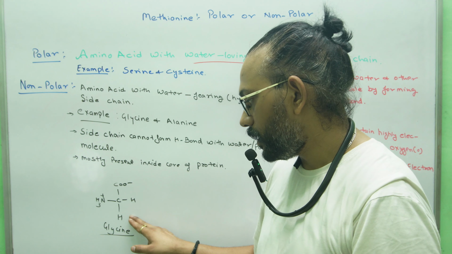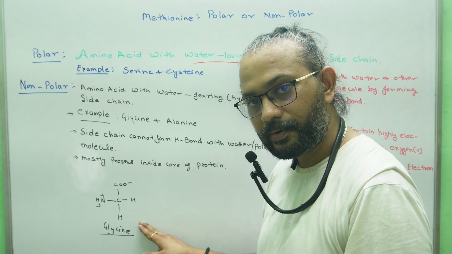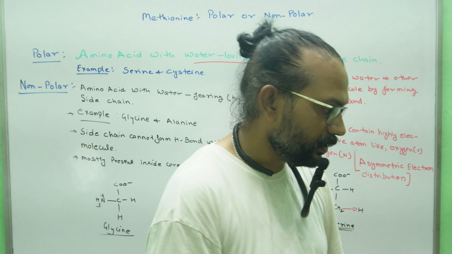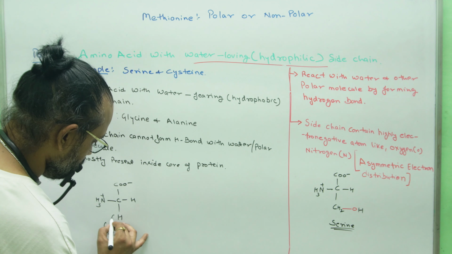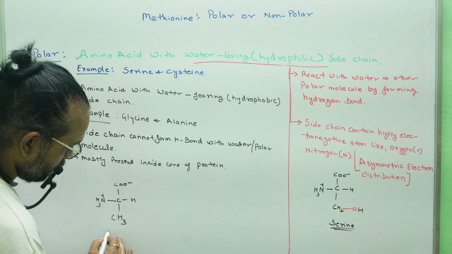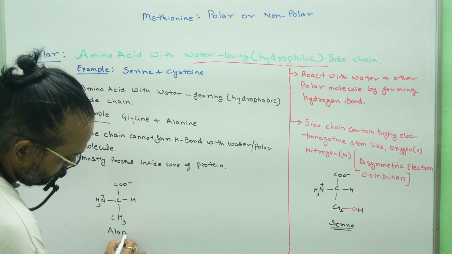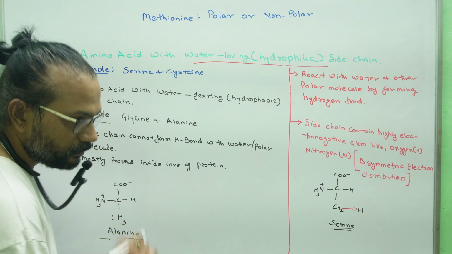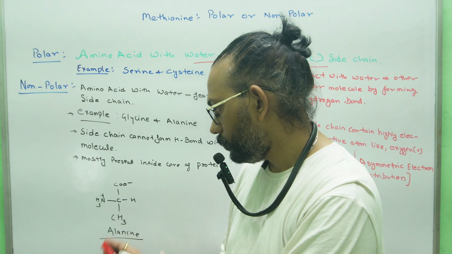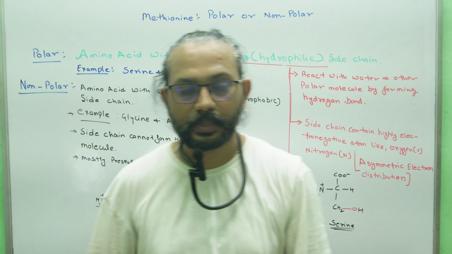So here the side chain in glycine is hydrogen. If you see alanine, that is a CH3. If I make it over here, the CH3, it becomes alanine. So they are considered uncharged non-polar molecules. Okay, so let us move forward.